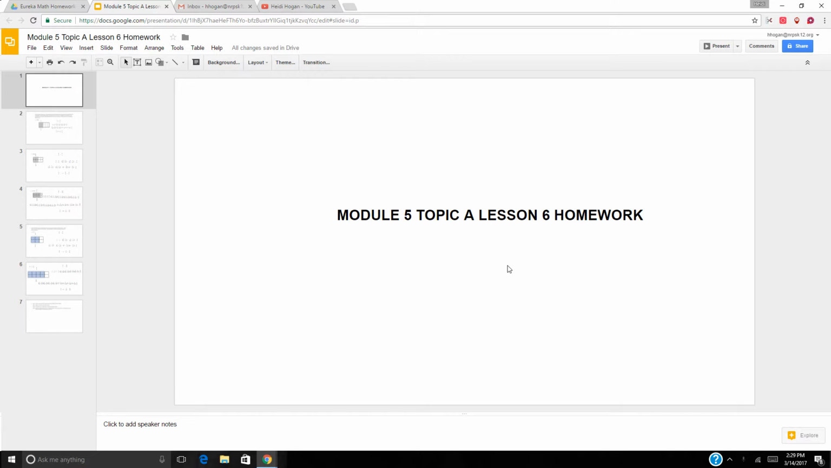This is the last lesson in topic A, which we talked about unit fractions, multiplying unit fractions to find equivalents. And now we're combining everything: adding unit fractions, multiplying unit fractions, and we're also going to use parentheses, because we're not just doing unit fractions, we're doing larger fractions, or different fractions I should say, to find equivalents.